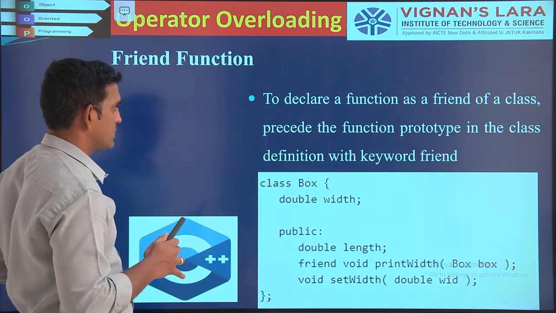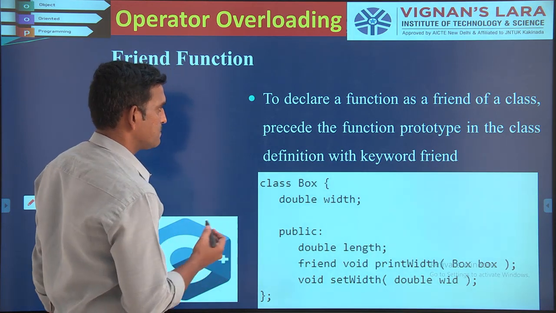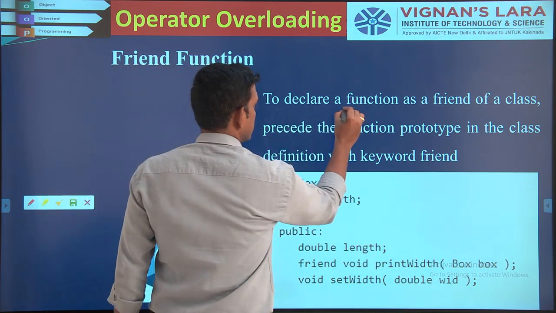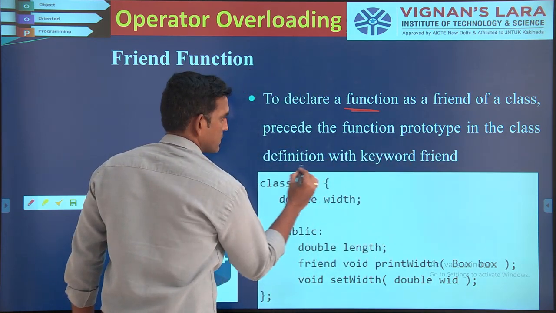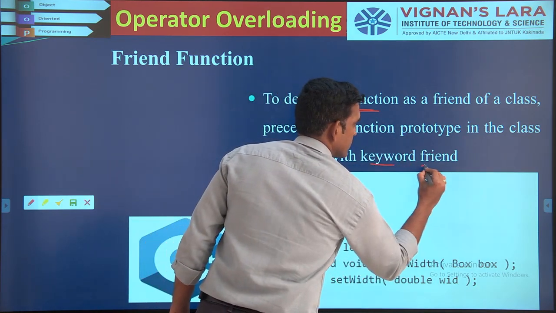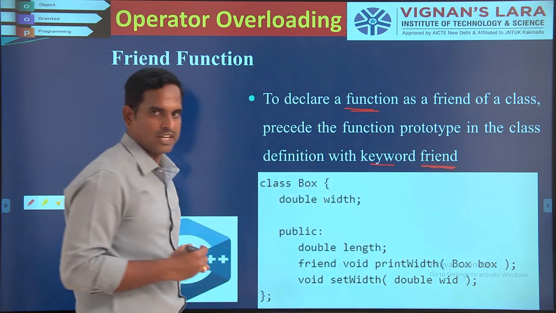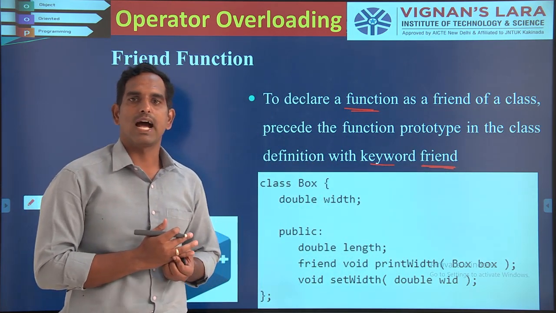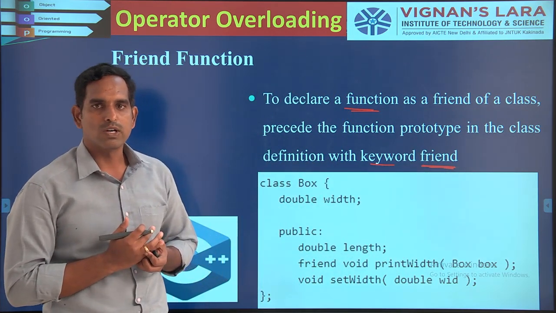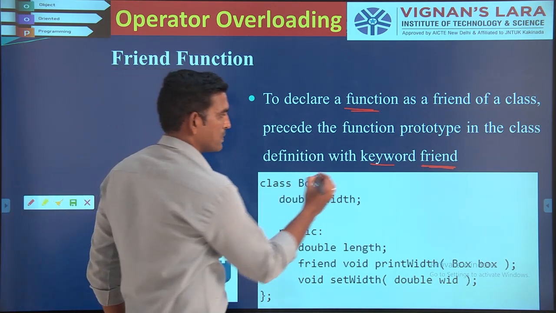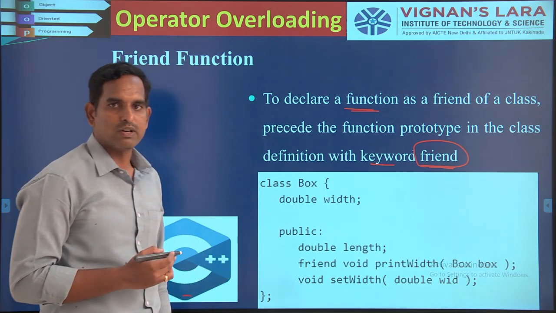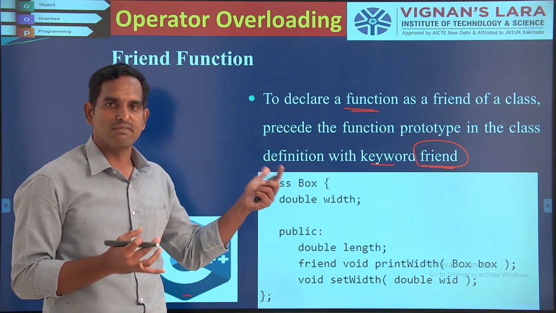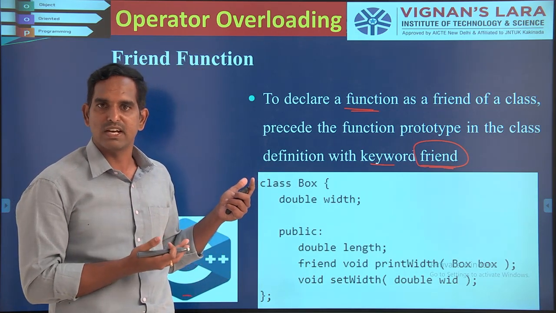To declare a function as a friend of the class, precede the function prototype in the class with the keyword friend. In order to declare a particular function as a friend inside the class, you have to precede the function with the keyword friend.